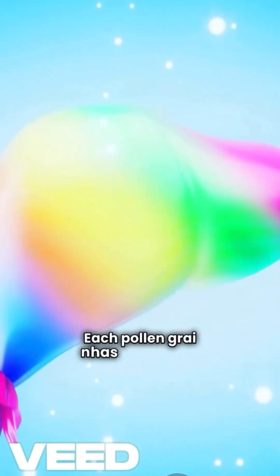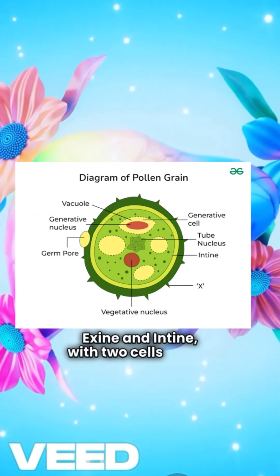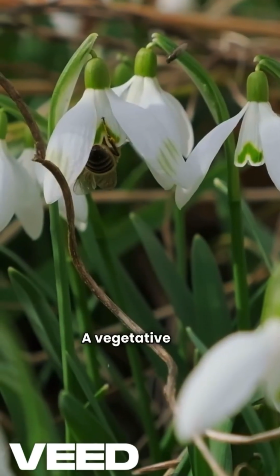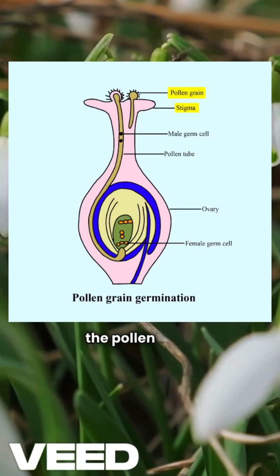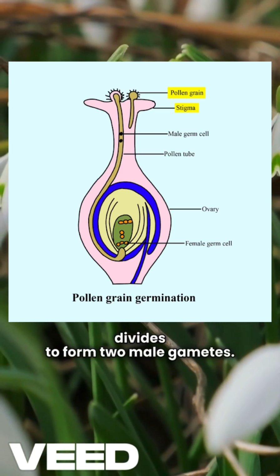Each pollen grain has 2 layers, exine and intine, with 2 cells inside. A vegetative cell controls the growth of the pollen tube, and a generative cell divides to form 2 male gametes.